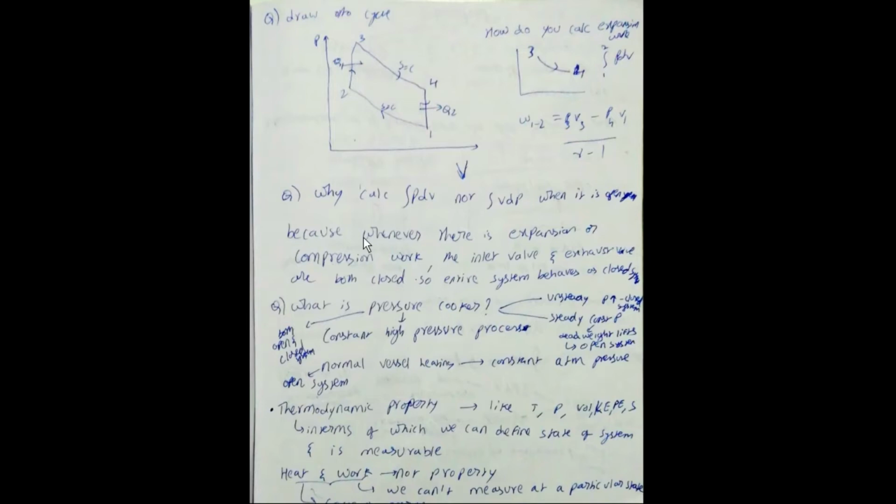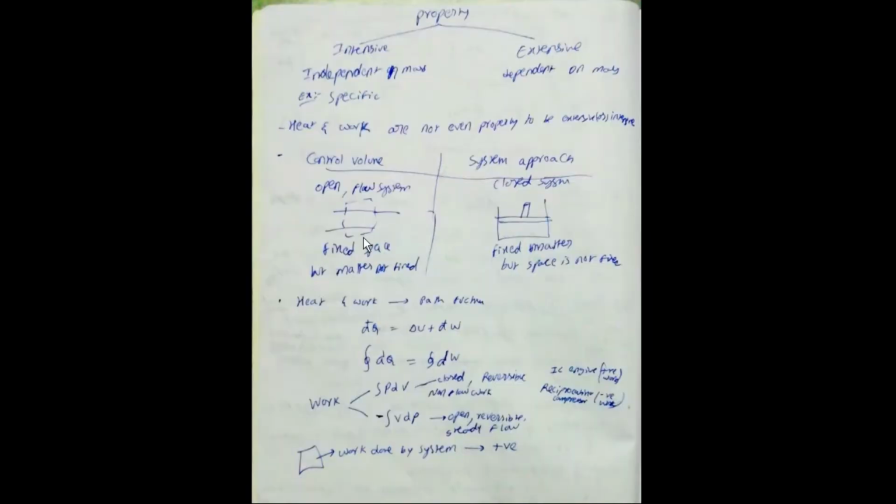Thermodynamic properties like temperature, pressure, volume, internal energy, and entropy define the state of a system and are measurable. Heat and work are not properties; we can't measure them at a particular state. They are forms of energy. Properties are intensive or extensive. Intensive properties are independent of mass, for example specific properties. Extensive properties depend on mass. Heat and work are not even properties, so they are neither intensive nor extensive.